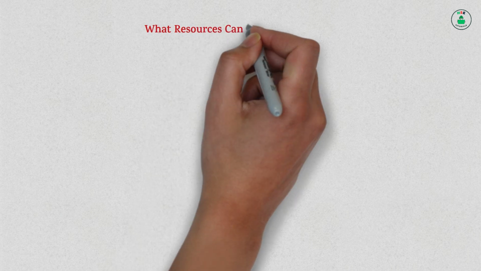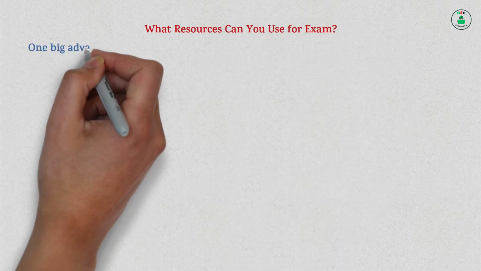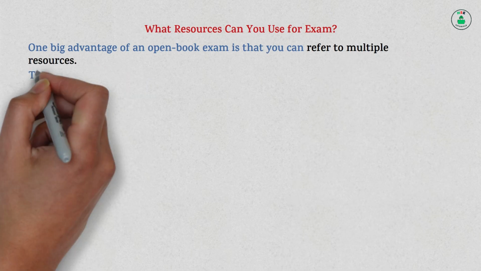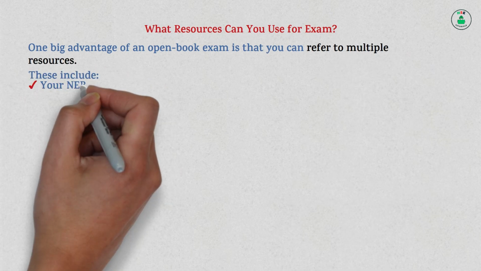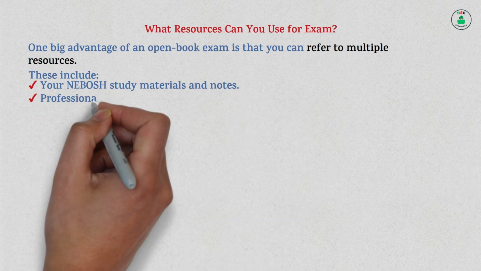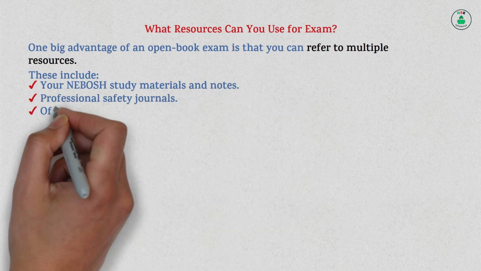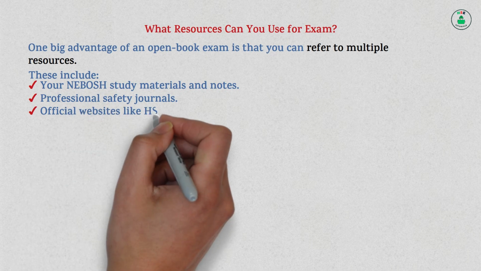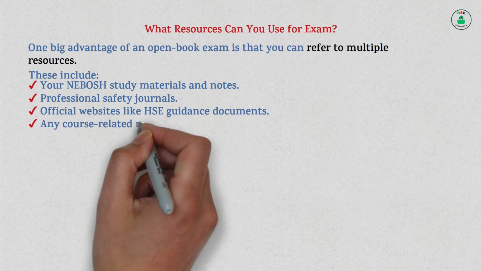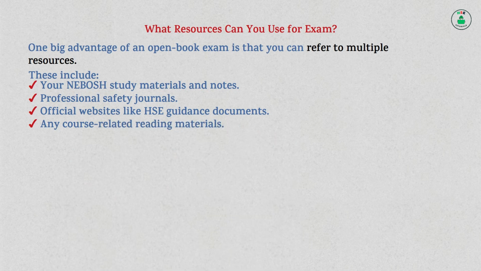What resources can you use for the exam? One big advantage of an open book exam is that you can refer to multiple resources. These include: 1. Your NEBOSH study materials and notes. 2. Professional safety journals. 3. Official websites like HSE guidance documents. 4. Any course-related reading materials.